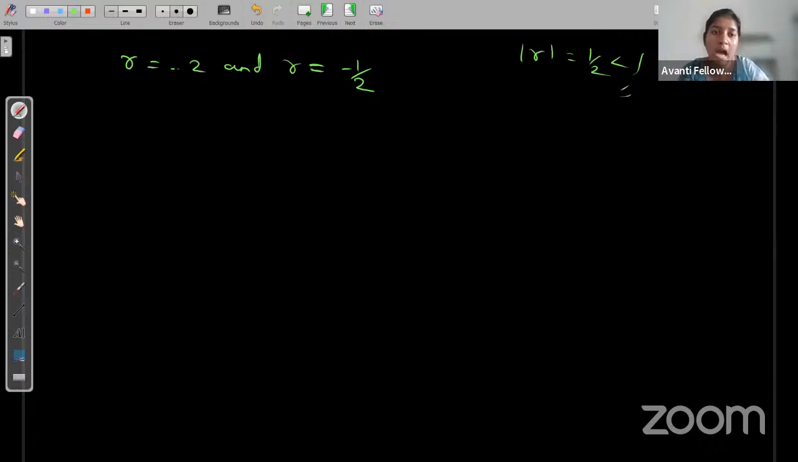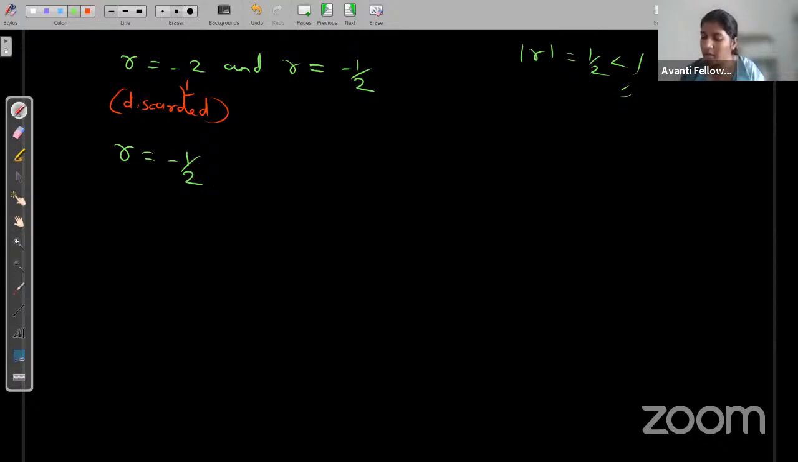So this r is equal to minus 2. If I take mod r here, it will be 2, so that is greater than 1. For that, the sum of the infinite terms doesn't exist. So it is discarded. So what will be the r value? The r value will be equal to minus 1 by 2, right?